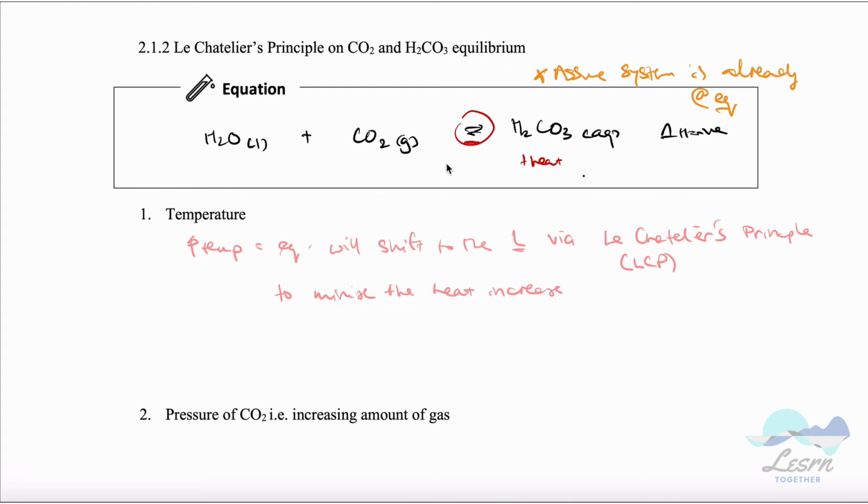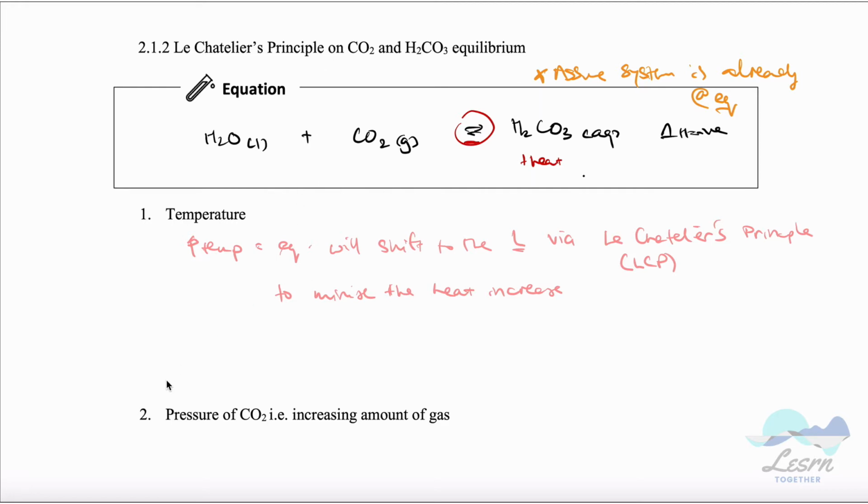And why does it shift to the left? It's because the carbonic acid, by breaking down to form carbon dioxide and water, will absorb some of that heat, because the reverse direction is an endothermic reaction. It's going to absorb energy, or some of that heat, and that will help minimize the temperature a little bit. Okay?